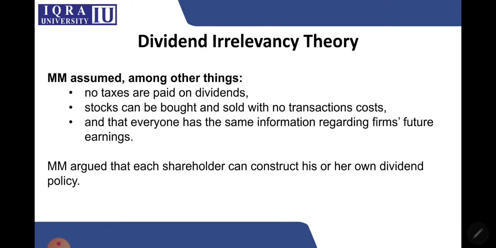Now moving ahead, they assumed among other things that there will be no taxes, no transaction cost, and everyone has the same information. These assumptions are very unrealistic if you think about it in the market. Usually in the market there are taxes and there are transaction costs, and everybody doesn't have the same information. So assumptions are kept in order to create a theory, to make things simple.